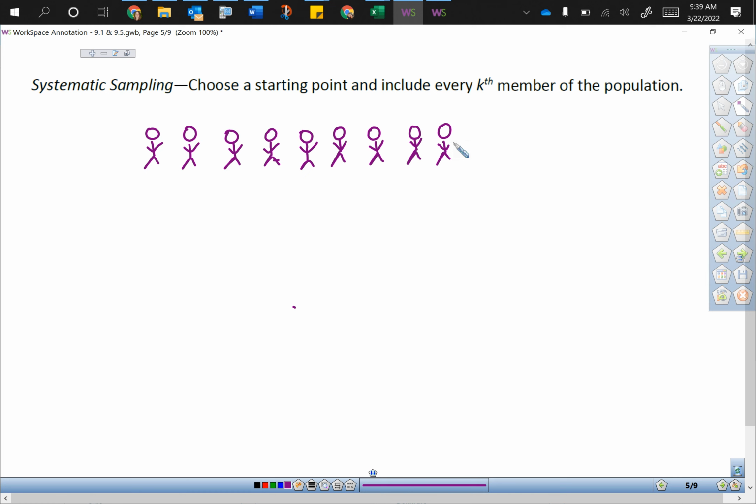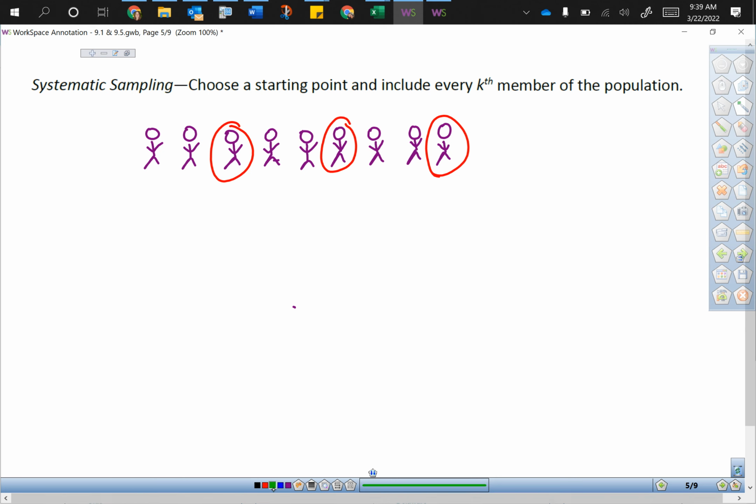Systematic sampling is when I would look at these people and say, all right, I want every third person to be in my population. So what I would do is I would say 1, 2, 3, this person's in. 1, 2, 3, this person's in. 1, 2, 3, this person's in.